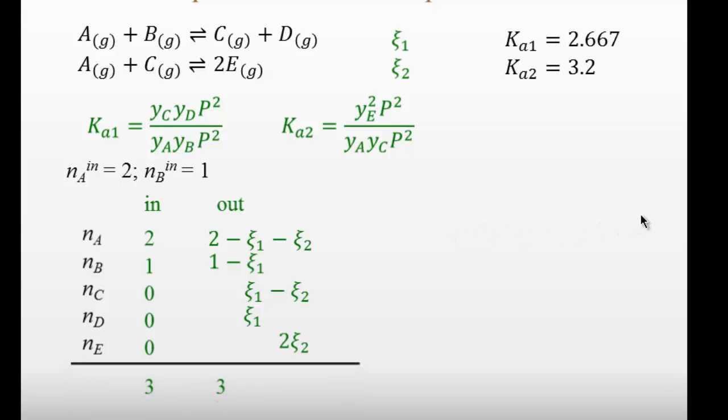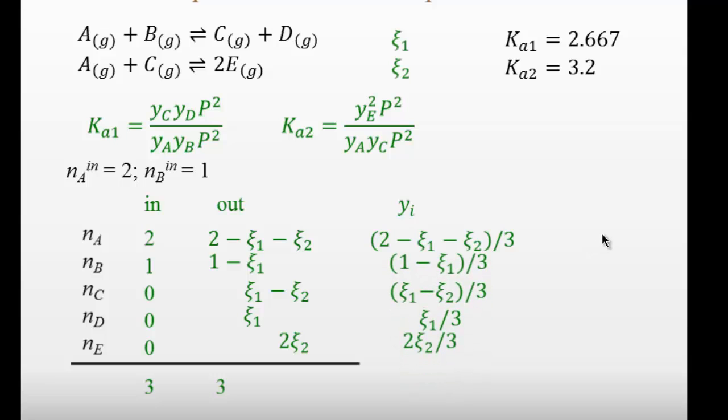I sum the moles in the feed and the products. Now I'm ready to calculate mole fractions. This is easy because there are always 3 moles of products. I simply take the moles for component A and divide by 3. Here are the formulas for the other components. Now I'm ready to insert the mole fractions into the equilibrium constant. And I'll do that on the next slide.